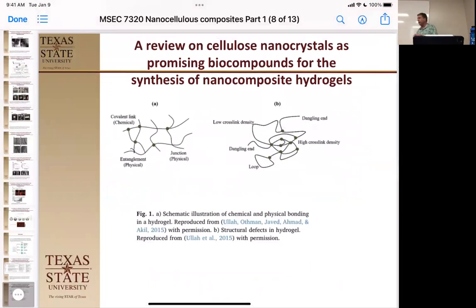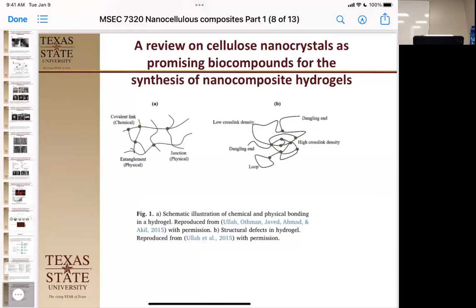So let's talk about the kind of physical attachments that happen in this. For the most common of the hydrogels, it's a chemical cross-link system. But that's not the only thing that can tie a hydrogel together. In this case here, we have a highly cross-linked system. But notice we have different little structures here. We have a dense formation, loops, dangling ends, and stuff like that.